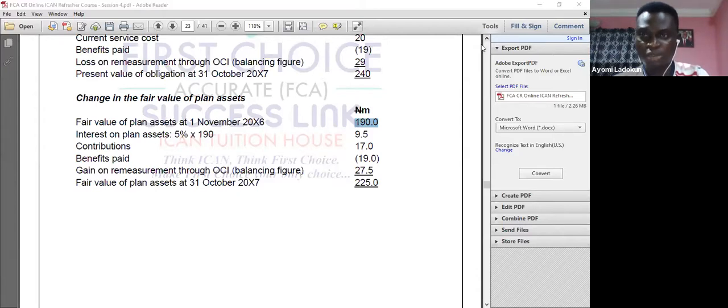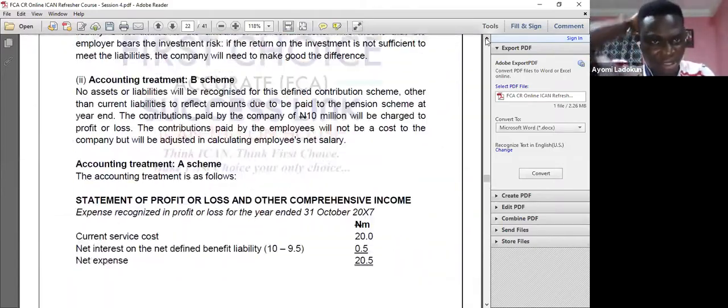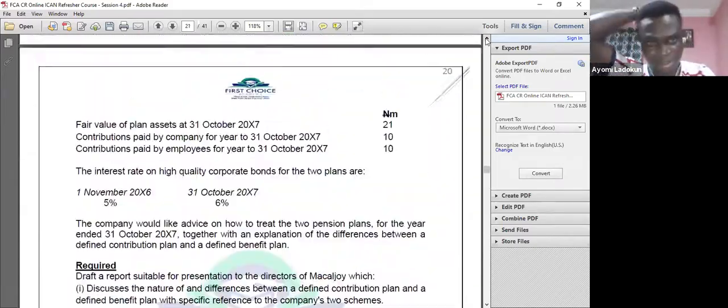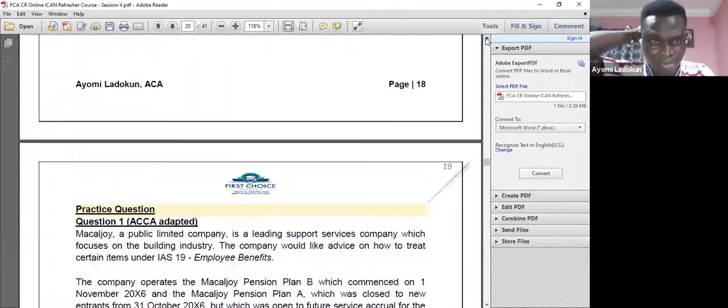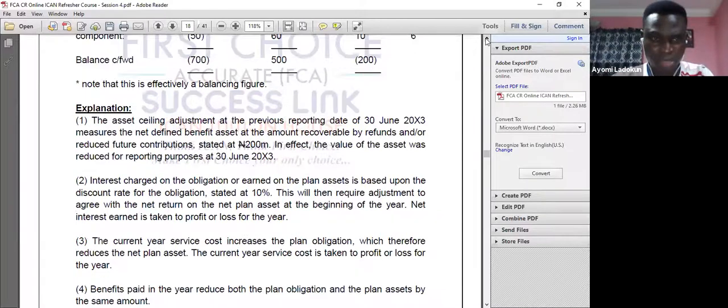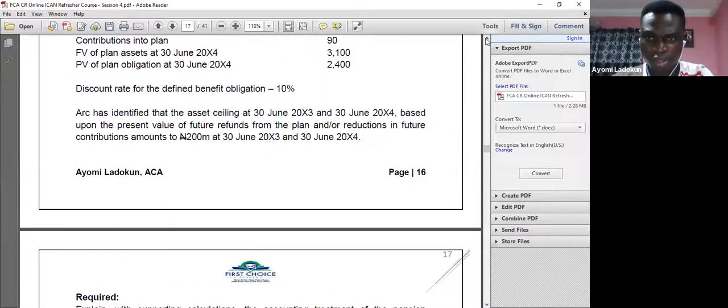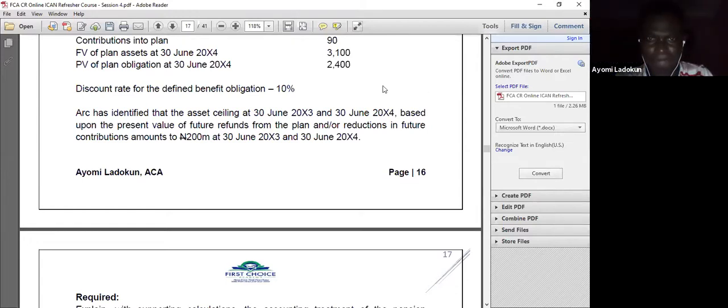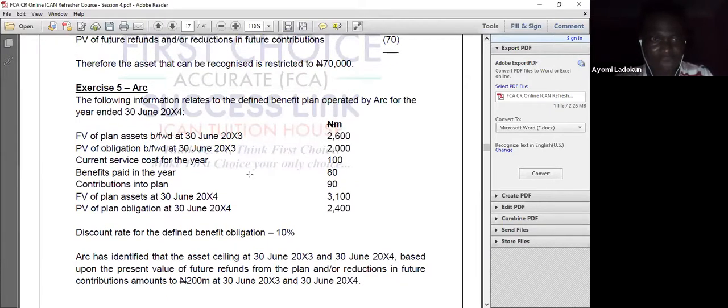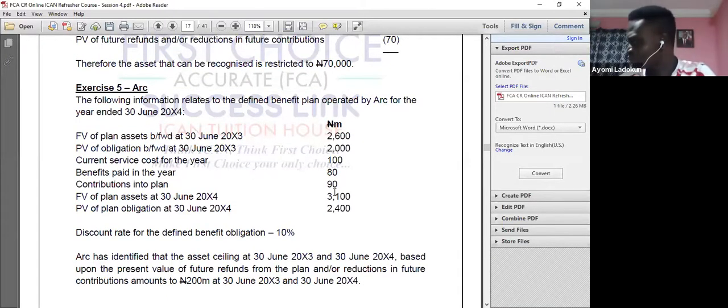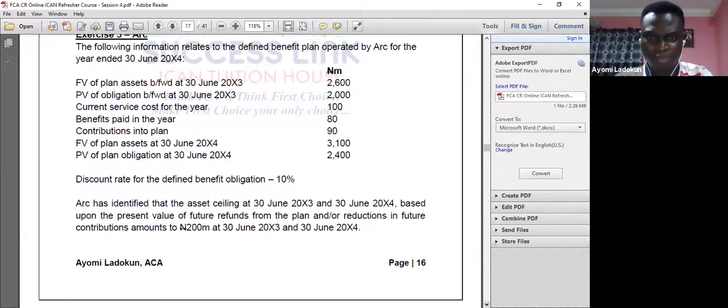In the previous example it was deducted. Can you mention that previous example? Let me take a look so that we see the difference. Just mention the name of that question. Is it this one? Okay, we did this, right? He said contribution paid into the plan, right?